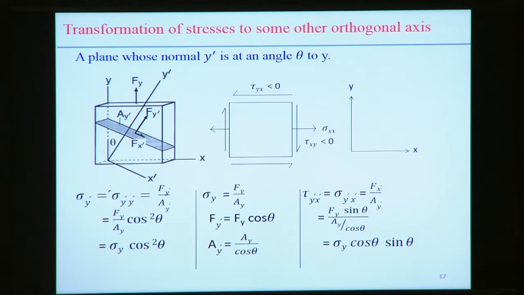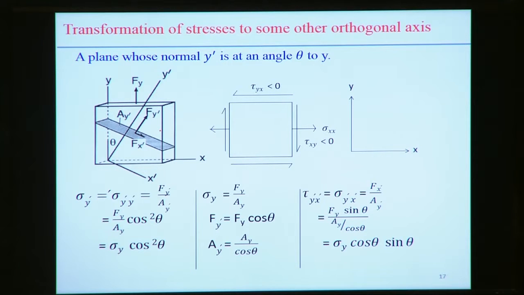Now we consider a plane whose normal y dot is at angle theta with respect to y. So we constitute one plane, but that plane is basically parallel to the z axis. So we are not considering any variation or component of the stress along the z direction. We define that plane in such a way that the y-axis is transformed to the y dot, and that y dot is normal to that plane. That y dot and y make an angle theta.